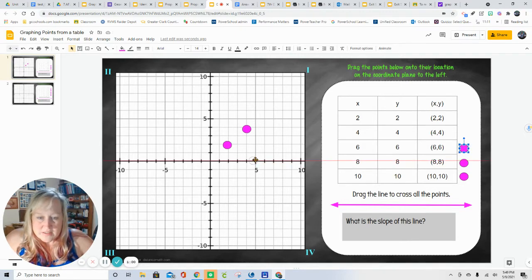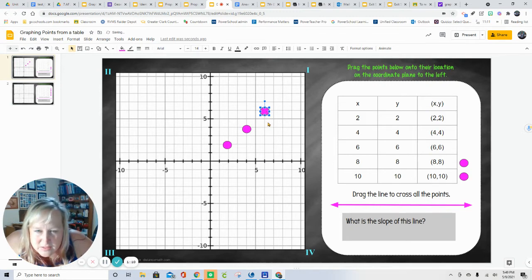6, 6. 6 along my x. That didn't look right. Hold on. 6. Oh, 6 is here. 6 along my x. Let me verify it. 6 and 6. Okay. 8 is here. 8 is there. And 10, 10 would be up there.